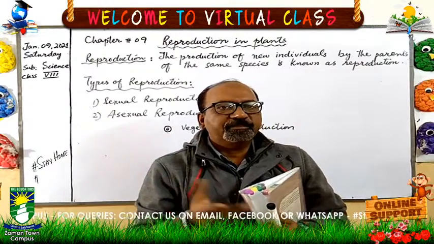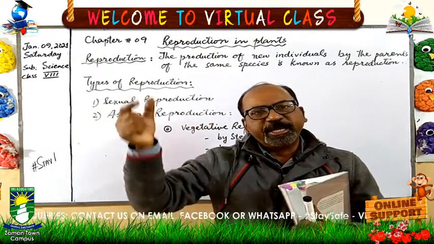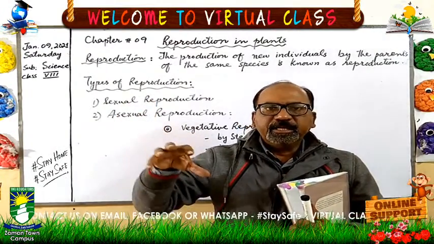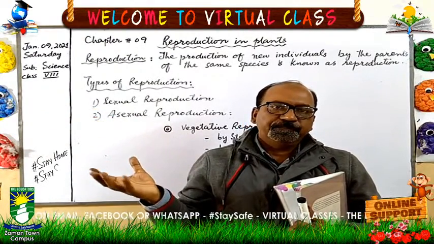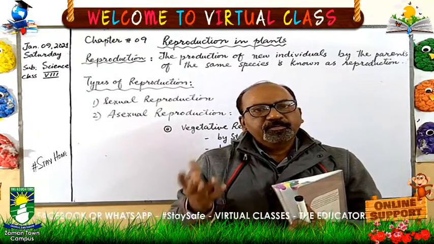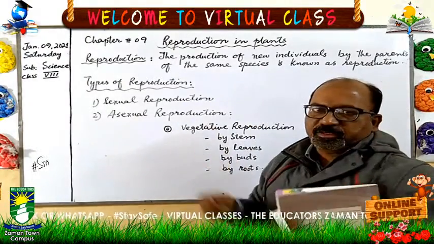There is another example. You have seen mint plants at your homes. You just take one branch of that and grow it in the soil or in water, and it grows into a new plant. Likewise, this is called asexual reproduction.